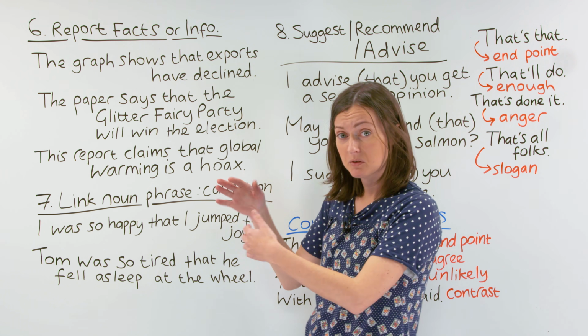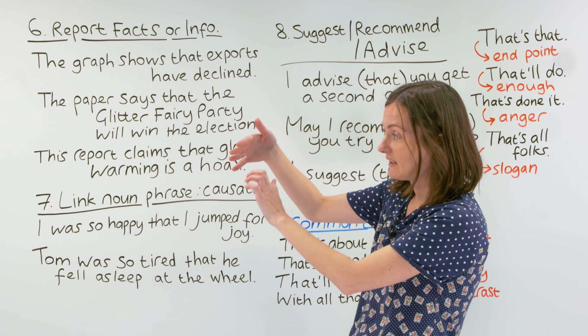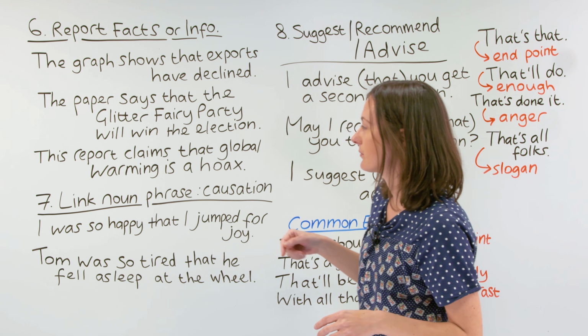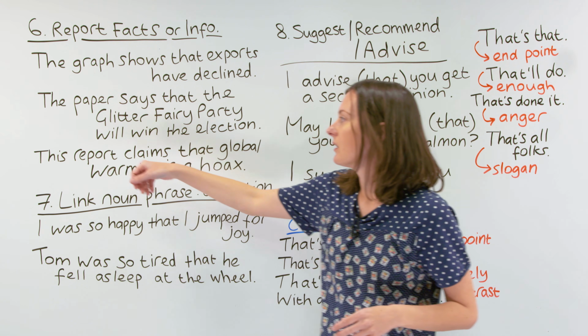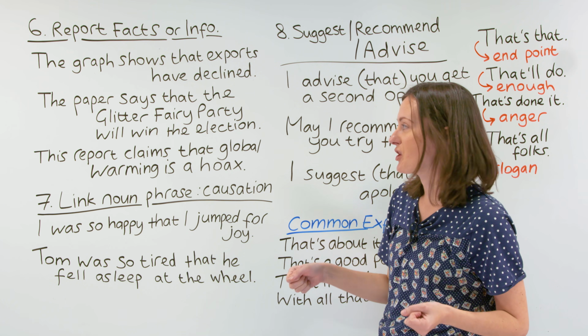This is a fact or information because I'm looking at the graph and I can see the line where the exports are declining. Another example. The paper says that the Glitter Fairy Party will win the election.